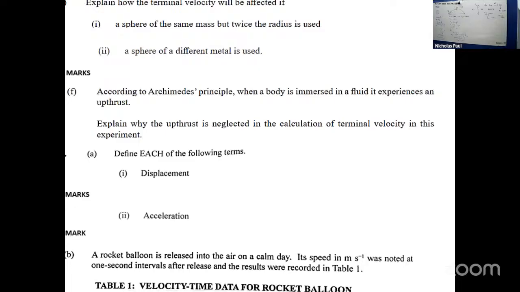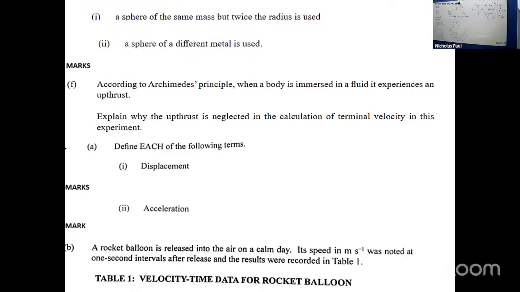Part F, ignore this. According to our kinematics principle, when a body is immersed in a fluid, it experiences an upthrust. Explain why the upthrust is neglected in the calculation for terminal velocity here. Why is upthrust neglected? Upthrust is what? Same question, Carter. Why is the upthrust neglected?